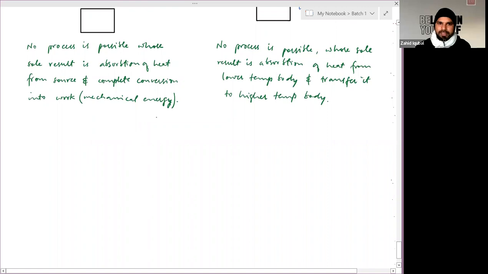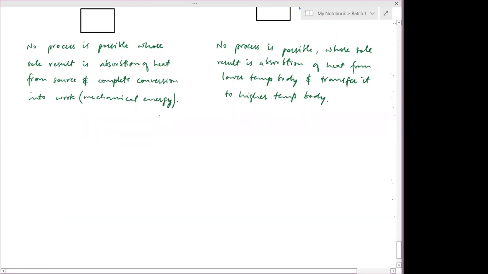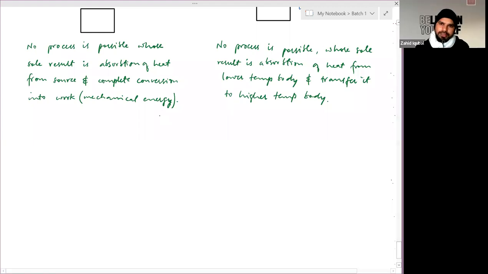So from this part, we can say, if you have to transfer heat from some lower temperature body to higher temperature body, we must apply some external work to do this. So on this basis, first is refrigerator, that is fridge, and second is heat pump.